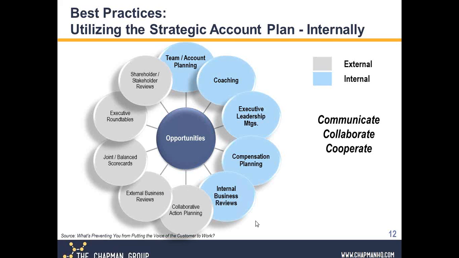Maybe portions of it. You may have some relationships where it makes a lot of sense to sit down and use the same 3 words: communicate, collaborate, and cooperate with your account. But look at the opportunities we have for externally utilizing the strategic account plan. We have collaborative action planning with our customer. We have an external business review. Sometimes our clients are doing them every 6 months, and in some scenarios once a year. We do endorse the every 6 months, no less than that. However, there are some situations that once a year works.